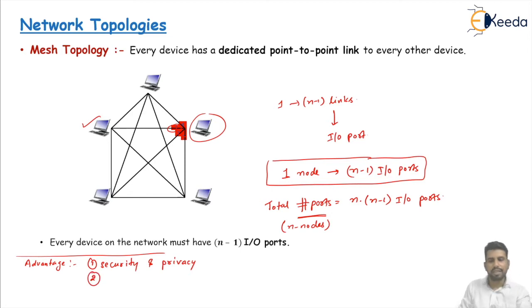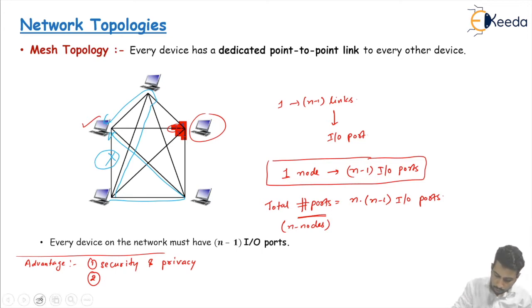Second point is, if any link is breached between any two devices, the communication is still possible due to some other route. For example, if this link is breached between these two devices, then the communication is possible through the alternate route like this one, or it may be possible through this route. Means your communication is possible 100%. Communication is not dependent only on the dedicated point-to-point link. Means mesh topology provides us robustness, or you can say reliability.